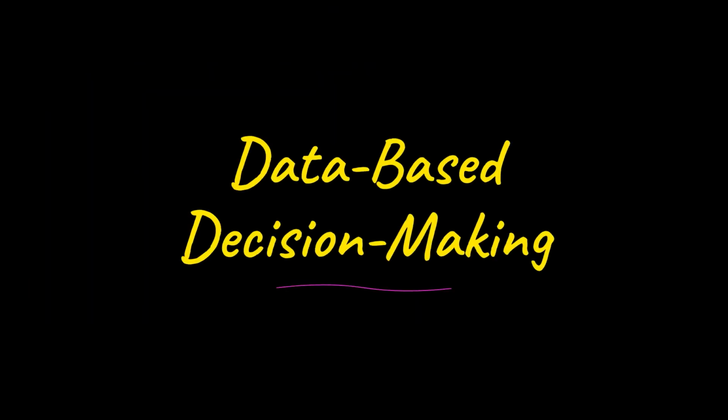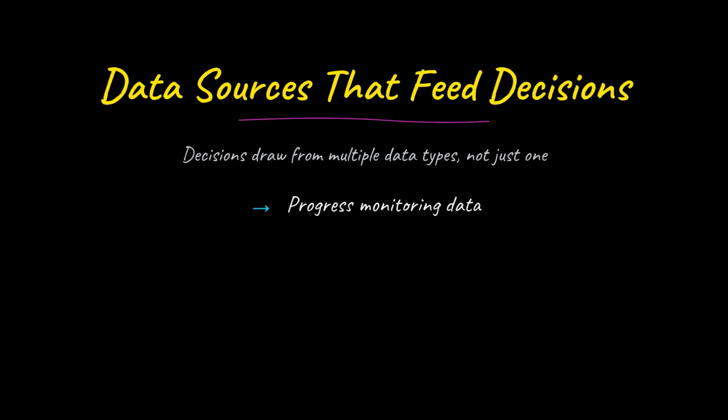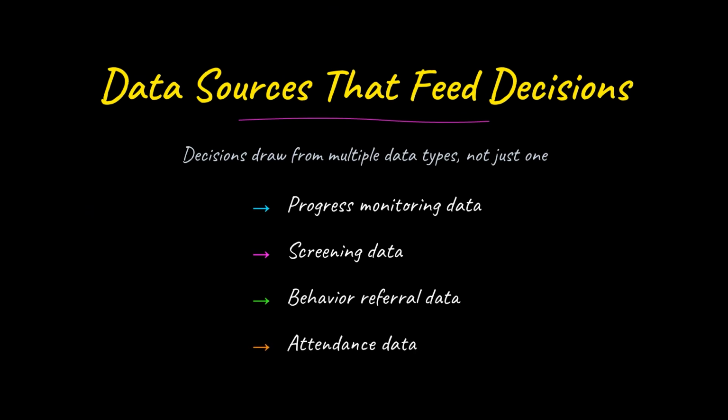Data-based decision-making is the practice of using student performance data to drive instructional and intervention choices. It is a core component of multi-tiered systems of support at every tier. Not just a record-keeping habit, but an active decision loop. The framework draws on several data types: progress monitoring, screening, behavior referrals, and attendance. This broader scope is what separates data-based decision-making from progress monitoring alone, which is just one input into the larger system. The mechanism operates at 3 levels.